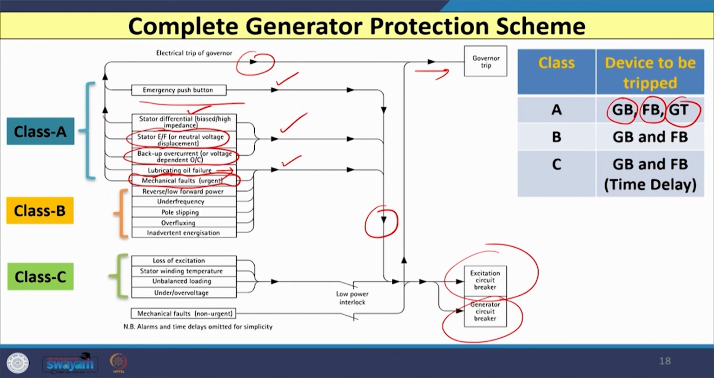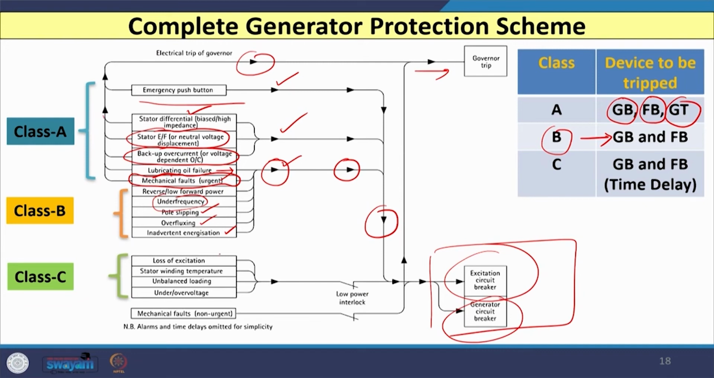Certain situations are such that reverse power or low forward power relay operates, or under frequency, pole slipping, overfluxing or inadvertent energization of the unit or generator. In this case, because of this arrow, the tripping of field breaker and generator breaker is initiated. So for class B trip, generator breaker and field breaker are tripped. This is also instantaneous operation without any time delay.